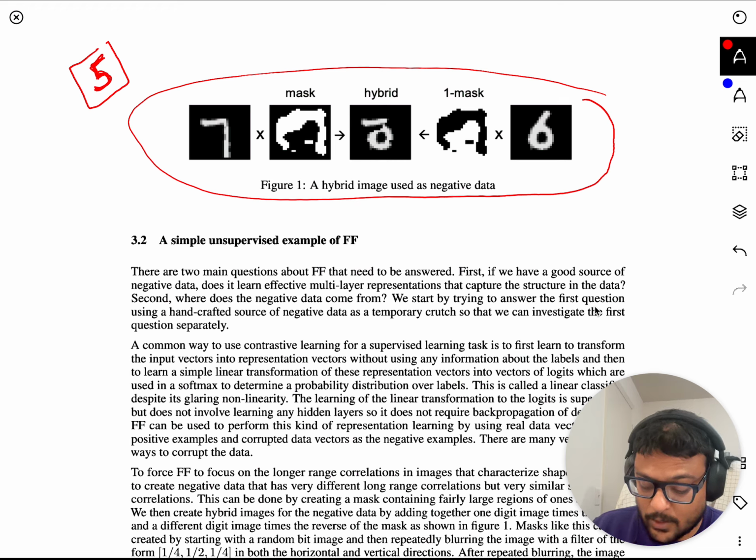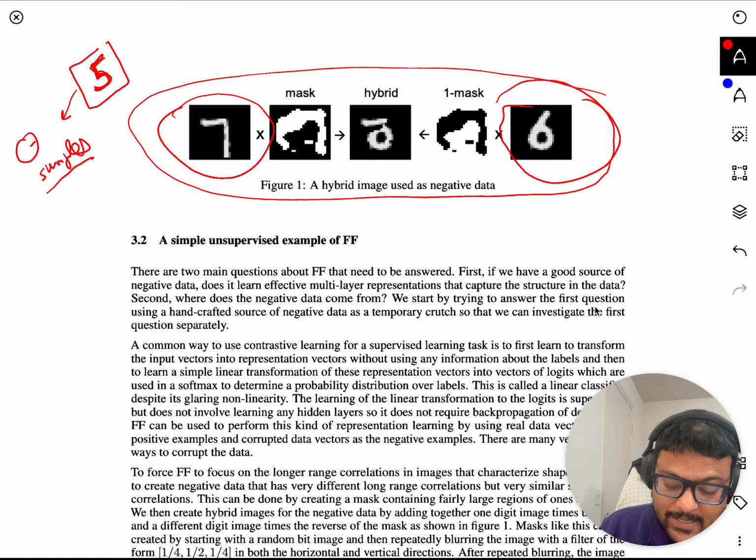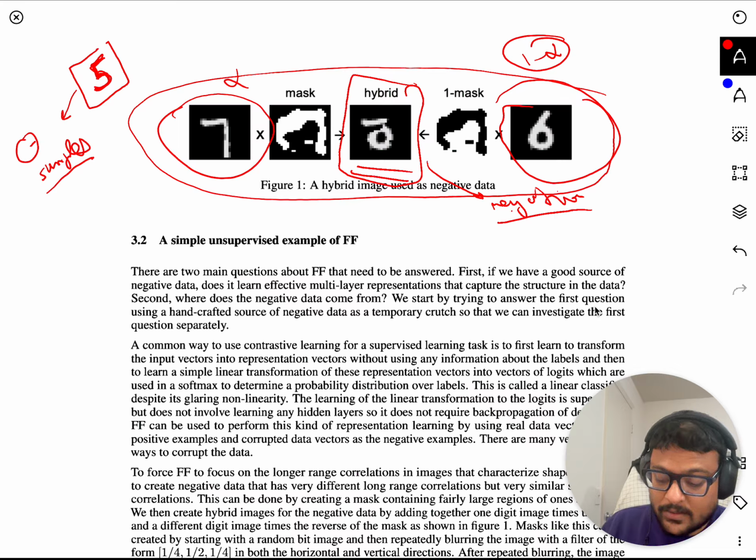Since you want to generate negative samples corresponding to class 5, what you will do is pick any other classes other than 5. In this case, he picks class 7 and class 6, and then he masks them out. He takes alpha amount of one class and 1 minus alpha times the other class, and merges these two digits. Finally, what he ends up with is a hybrid which he calls negative data. So this is the negative data for class 5.